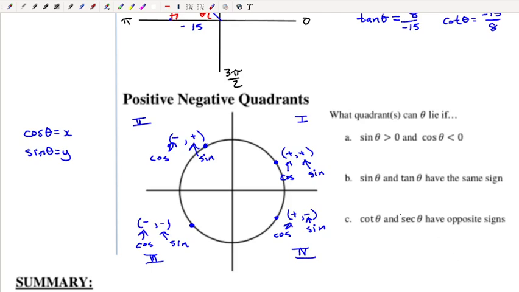So let's take a look at what our actual questions are. What quadrants can theta lie in if sine theta is greater than 0? That means sine theta is positive.